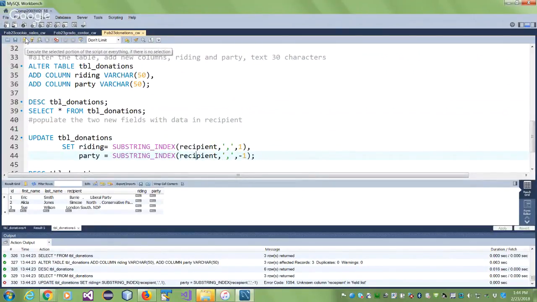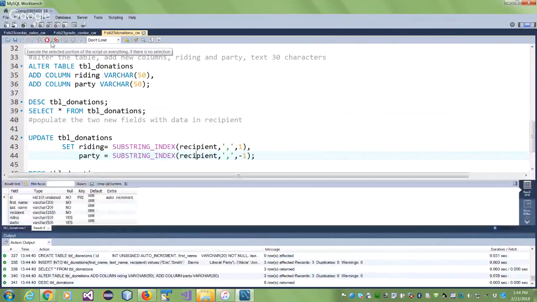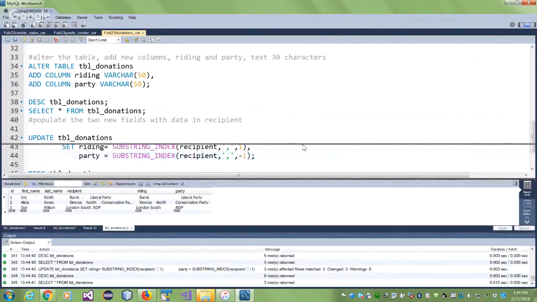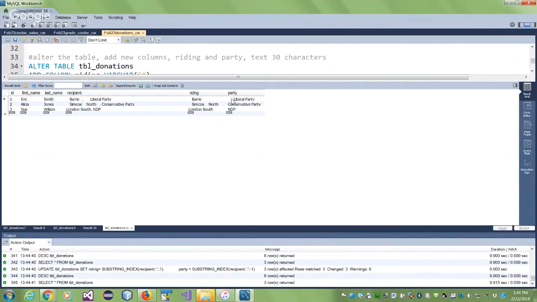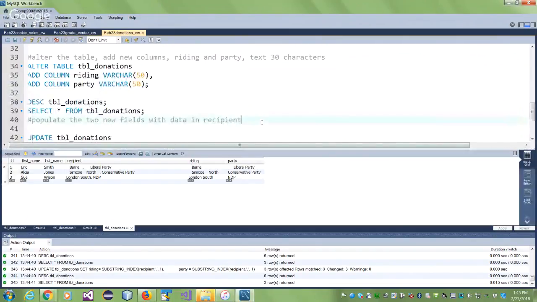Control S. There. Barrie went into riding and Liberal Party went into party. Simcoe North went into riding and Conservative Party into the party. Do you notice something? All blanks have been retained. Like the Liberal Party has some blanks before it, some blanks after it. Barrie has some blanks before it, some after. Extra blanks. Right? All you have to do is neaten it. And it's not so tough to neaten it up.